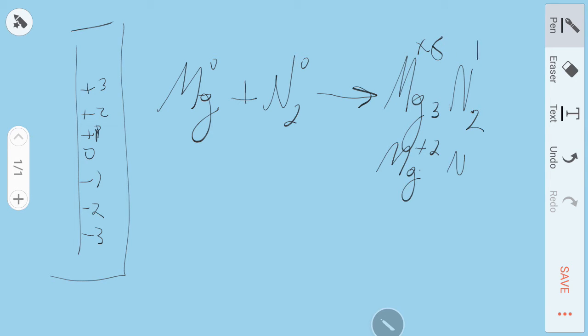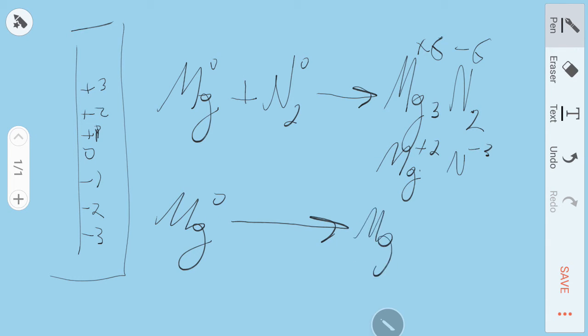Well, nitrogen, which I have 2 of, has to cancel out that +6 with something, which in this case will be a -6, to have magnesium nitride without any charge. I have 2 of them here, so -6 divided by 2 is -3. Mg, magnesium, went from 0 to the oxidation number of +2. Don't make the mistake of saying +6. The total of magnesium is +6, not magnesium itself.